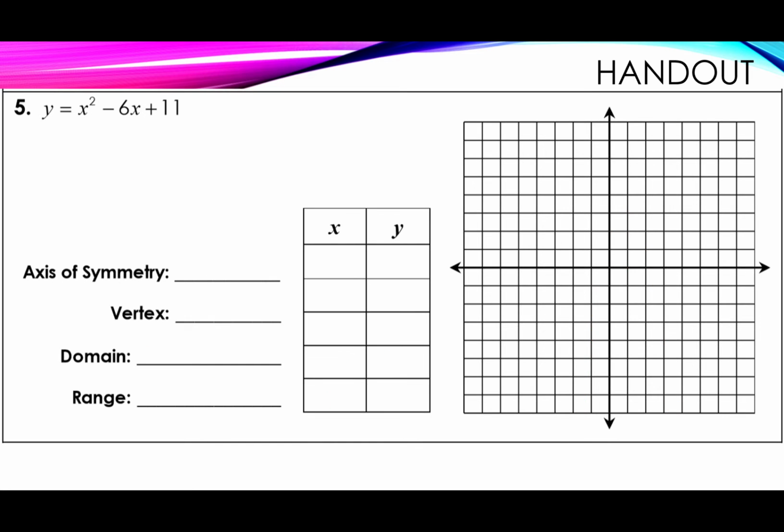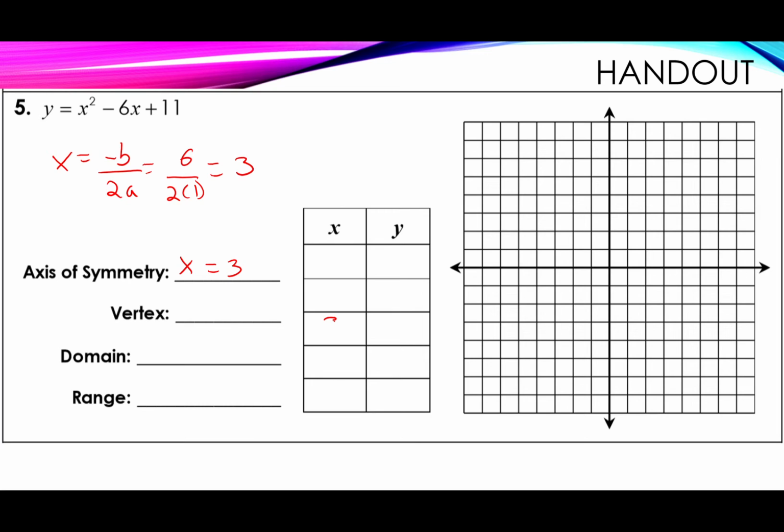One more, and then I think we can call it done. All right, x squared minus 6x plus 11. Let's find our vertex first. X equals negative b over 2a. My b here is negative 6, so it becomes positive 6 when I plug in. And then 2 times just 1 will be 2, so the axis of symmetry is 3.